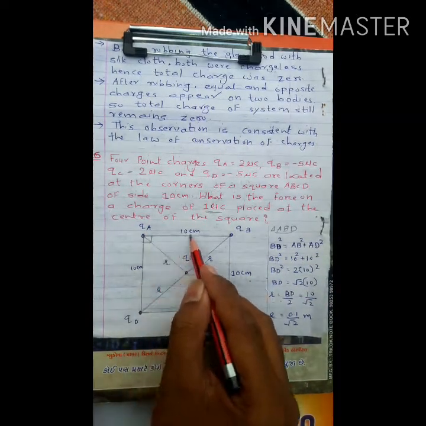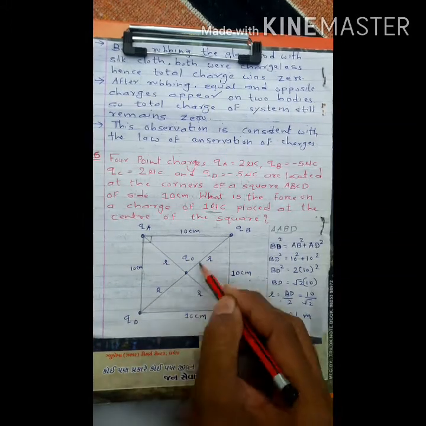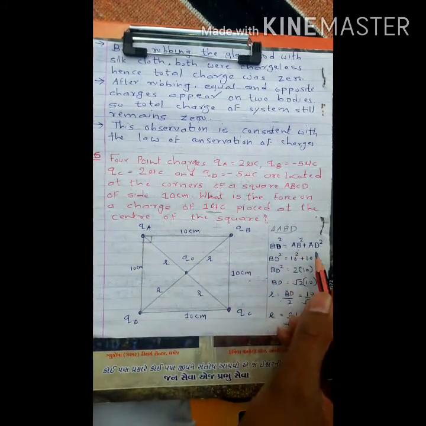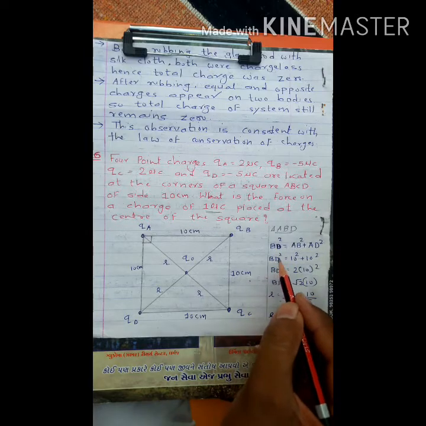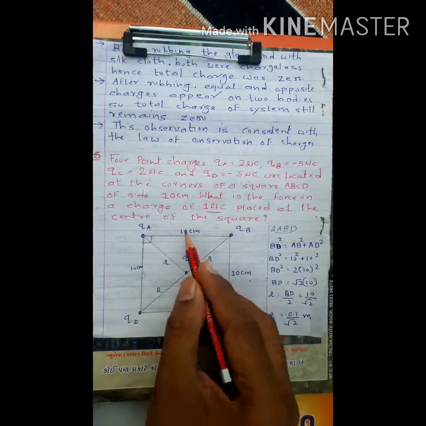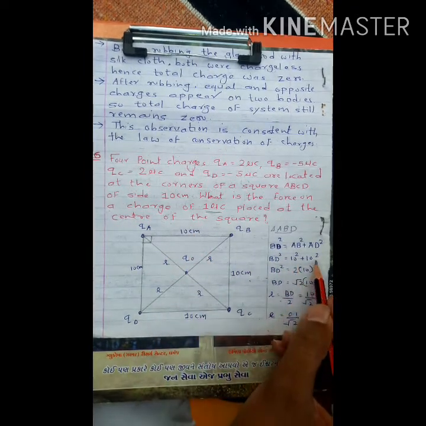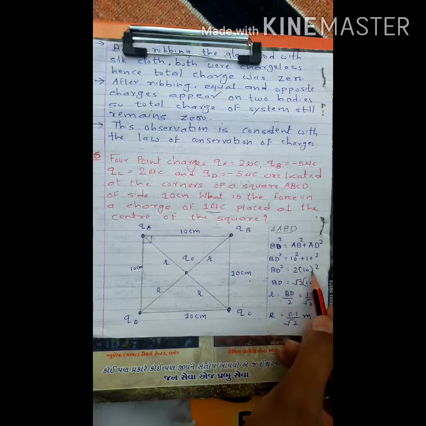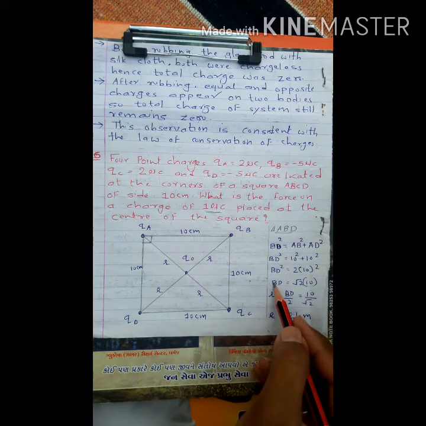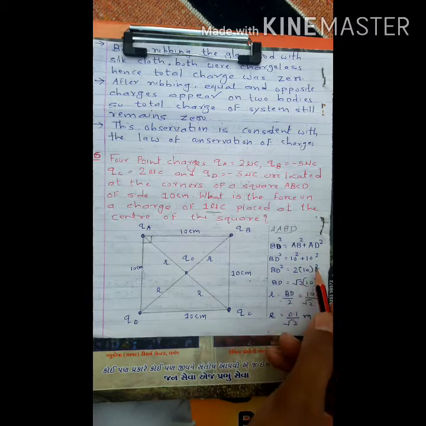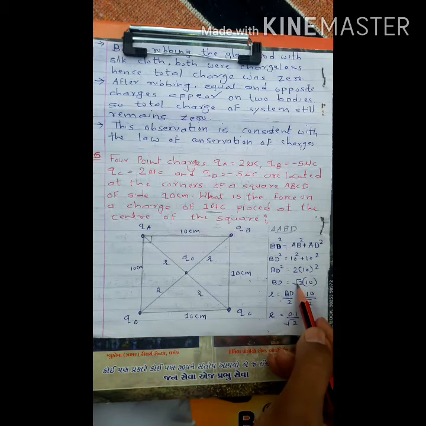So we consider this triangle. BD square equals AB square plus AD square. Therefore BD square equals, here AB and AD are equal, 10 square plus 10 square. So BD square equals 2 into 10 square. We want only BD, so BD equals, here we apply the square root. So square root of 2 as it is, and square root of 10 square means 10.